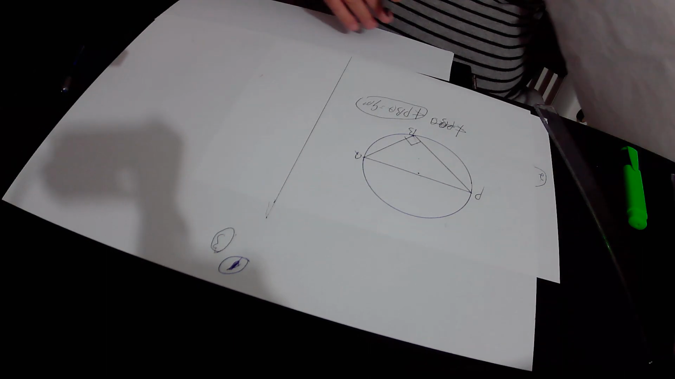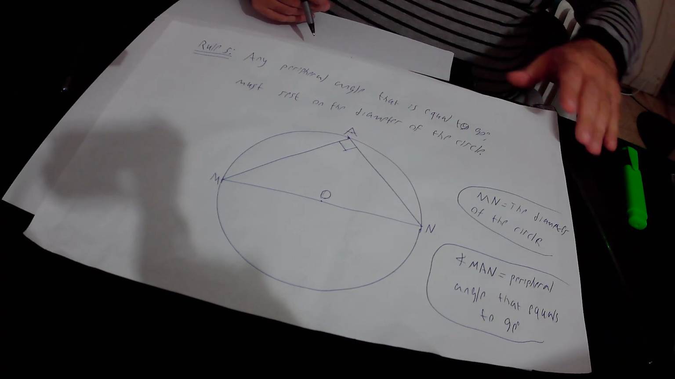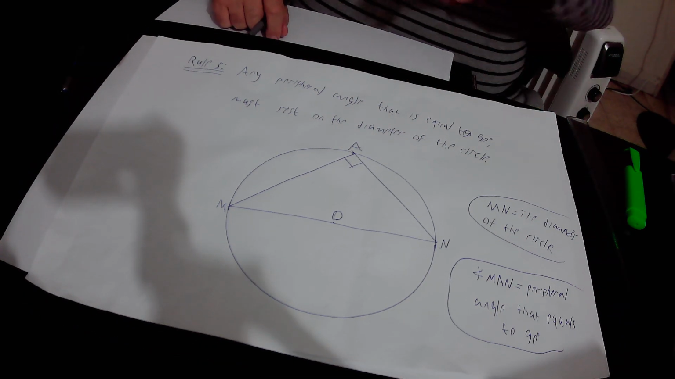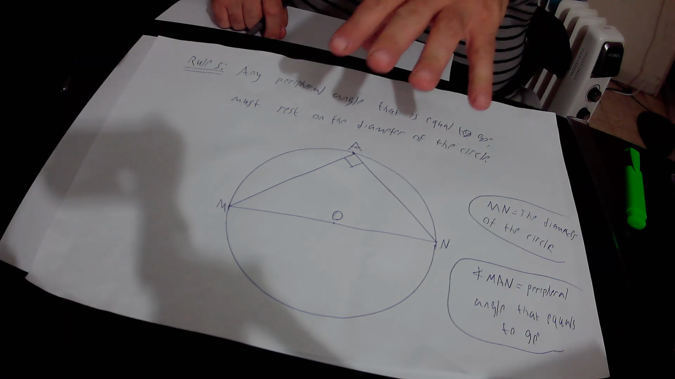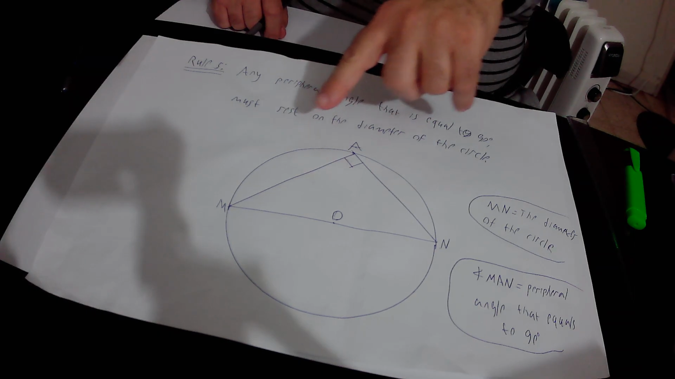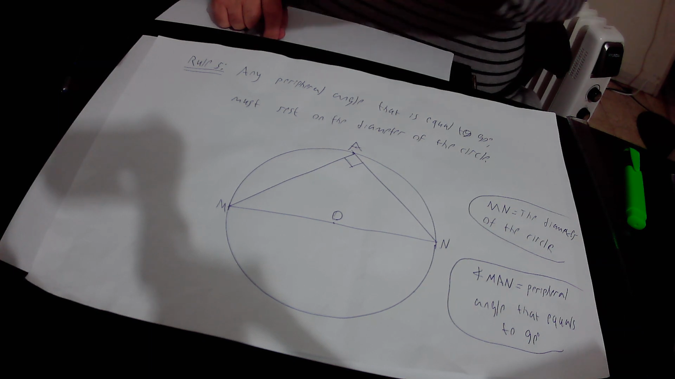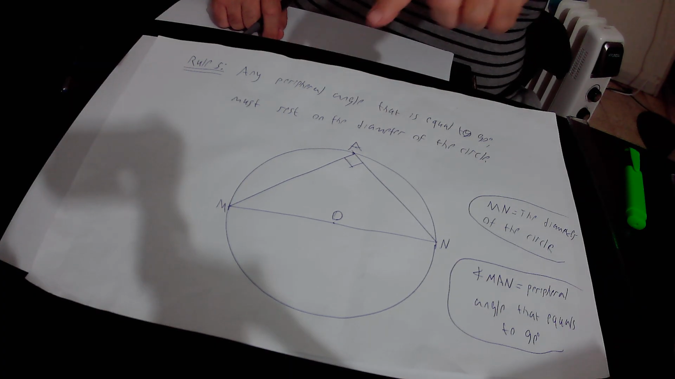And we have rule number 5 that relates to a peripheral angle that is equal to 90 degrees. According to this rule number 5, any peripheral angle that is equal to 90 degrees must rest on the diameter of the circle. So in the drawing we have a circle. Inside this circle we have peripheral angle MAN. This peripheral angle MAN equals 90 degrees in its size. Therefore, according to this rule number 5, peripheral angle MAN rests on the diameter of the circle.